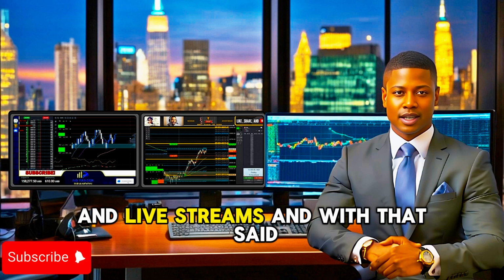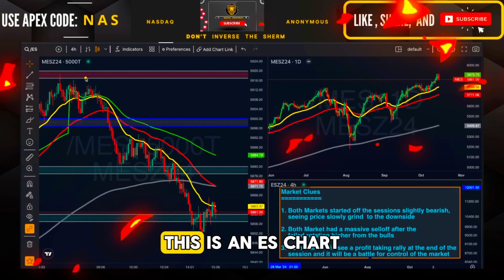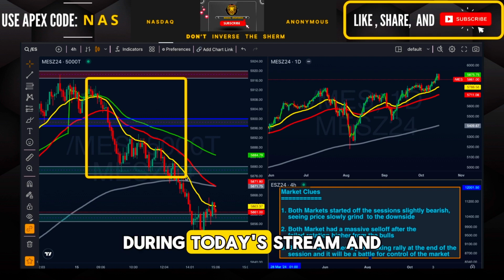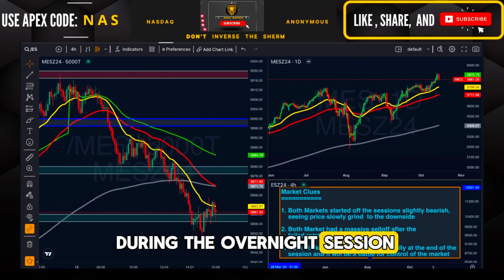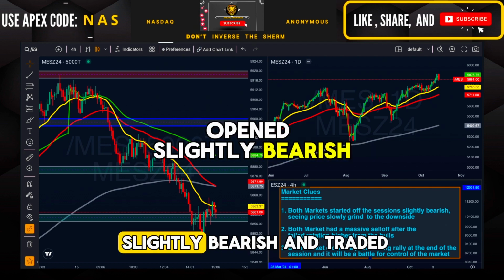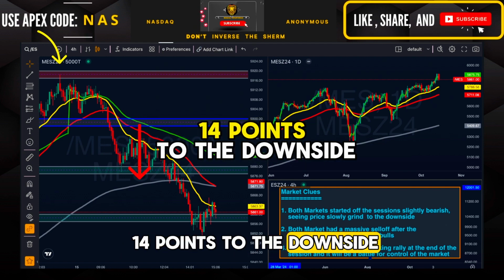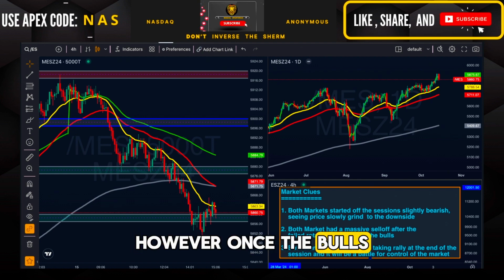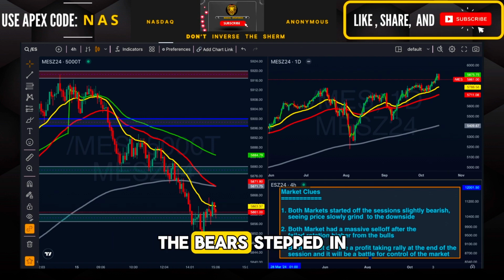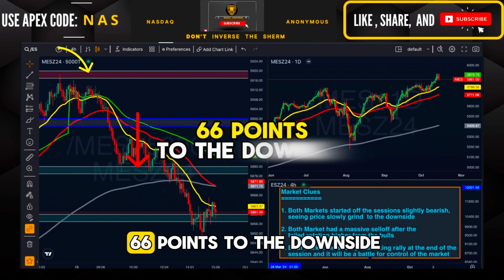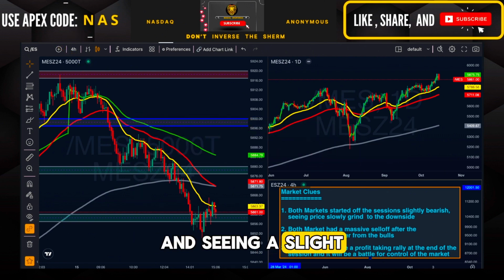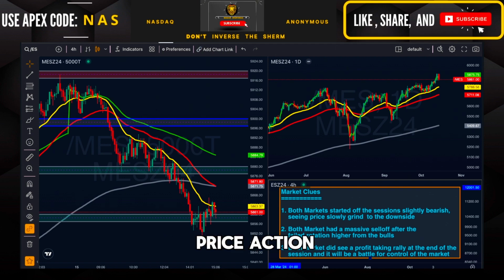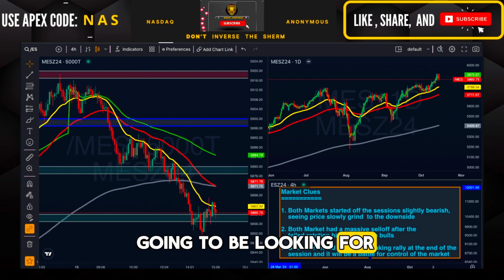With that said, let's jump into an ES chart. This is an ES chart, and this is the block of price action that we traded during today's stream. During the overnight session, the E-mini S&P opened slightly bearish and traded 14 points to the downside into a previous area of support. However, once the bulls failed to rotate price higher, the bears stepped in and price sold off 66 points to the downside, seeing a slight profit-taking rally going into the close of the session. Based on this price action, this is what I'm going to be looking for.